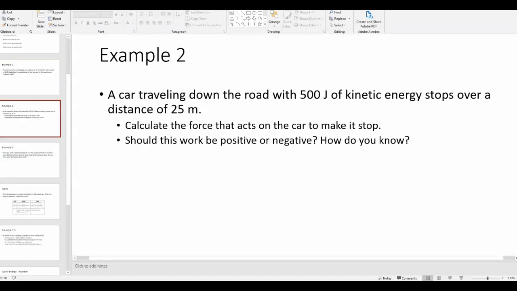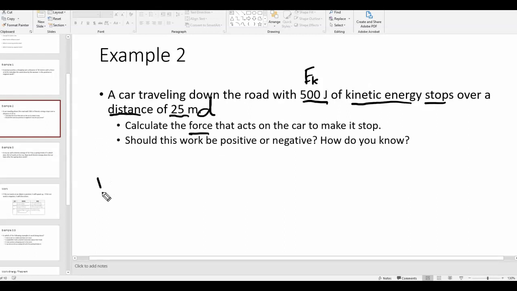Okay, example 2. Example 2 says a car traveling down the road with 500 joules of kinetic energy. So now this is interesting. So we're given EK, and we're told that it stops over a distance of 25 meters. So we know this is distance, right? Because it says it stops over a distance. They give us the kinetic energy, and we're asked to calculate the force.